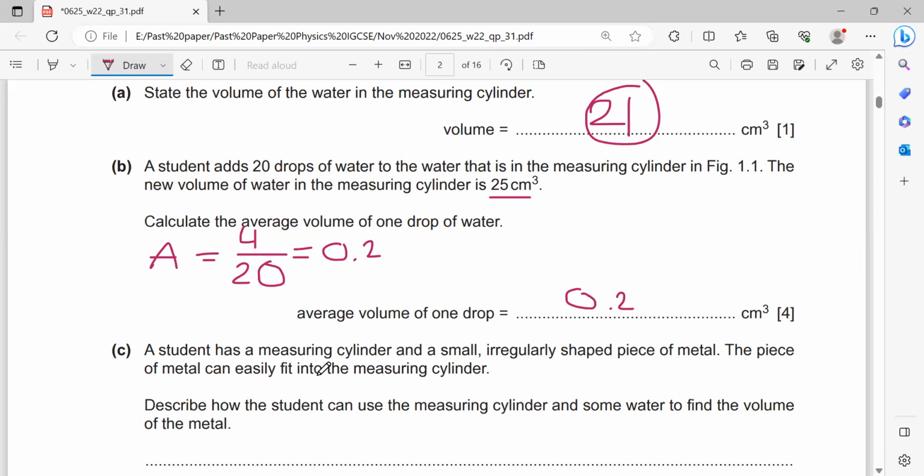A student has a measuring cylinder and a small, irregularly shaped piece of metal. The piece of metal can easily fit into the measuring cylinder. Describe how the student can use the measuring cylinder and some water to find the volume of metal. Okay.